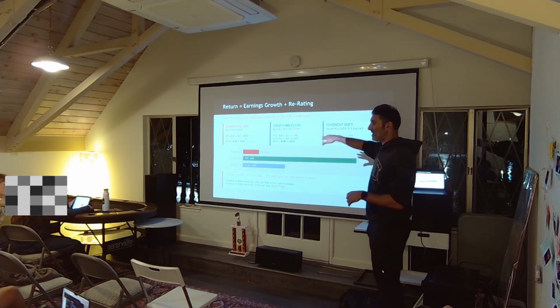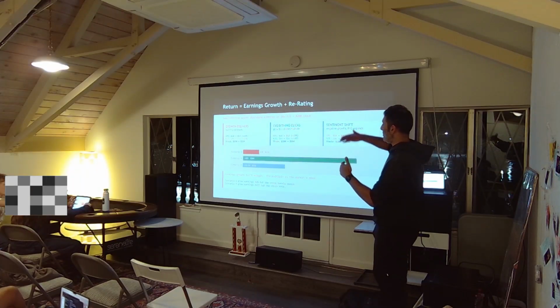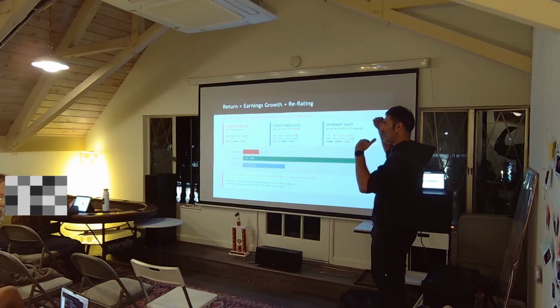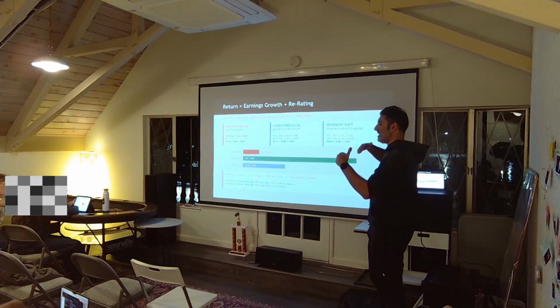So all of these things can happen. So when you look at the return on a stock, return on an investment, you want to look at it and say, are the earnings getting better or worse, and is the sentiment, what people are willing to pay, getting better or worse?